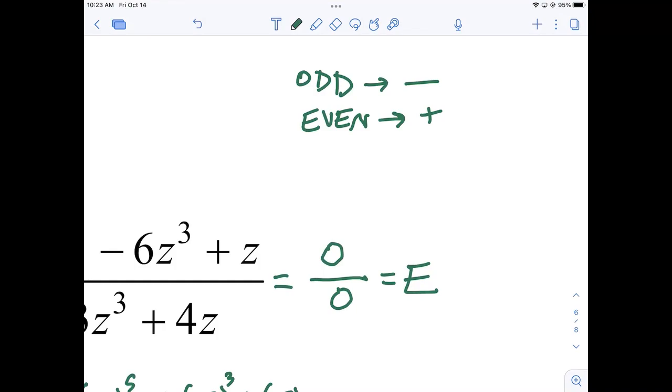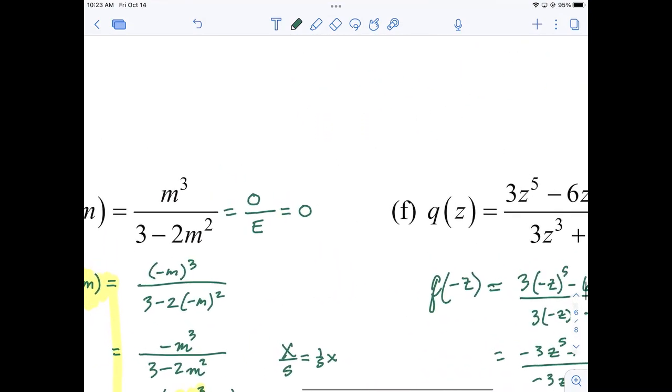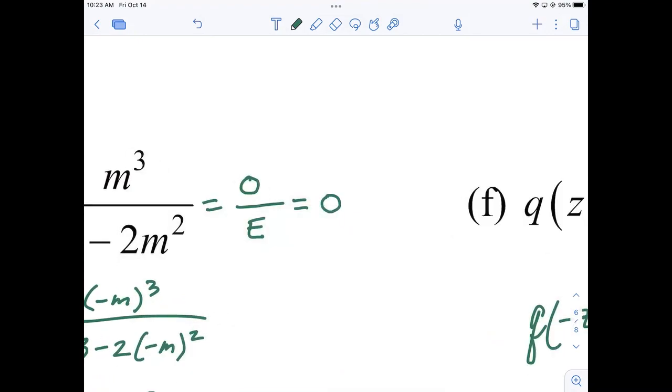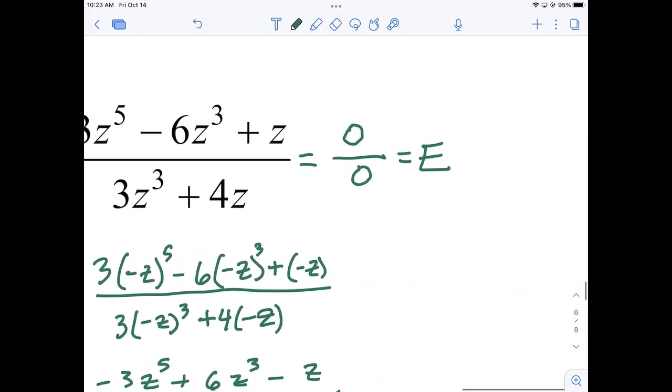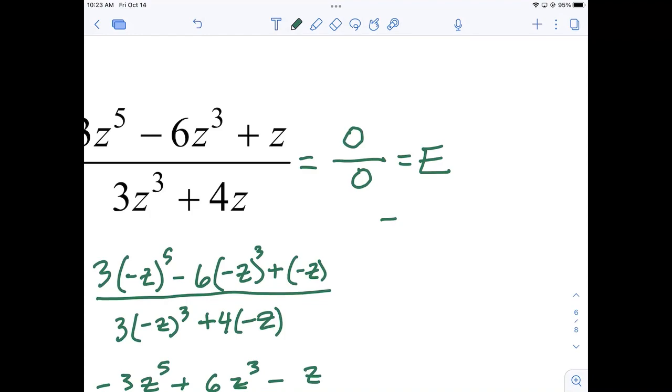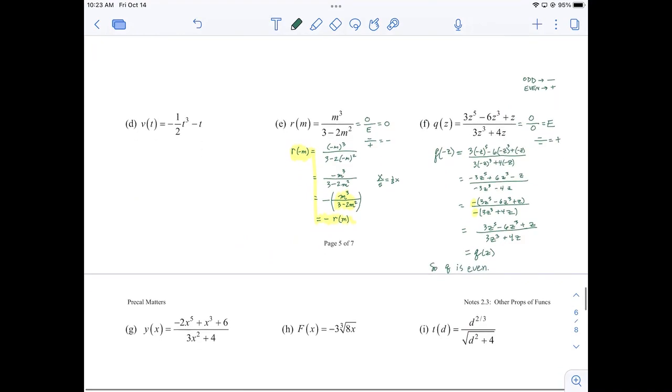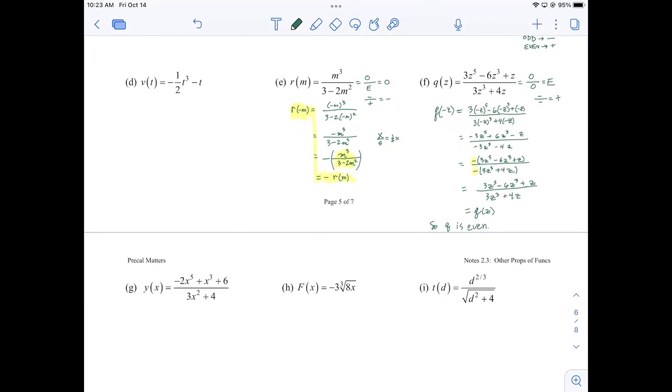So now we know an odd divided by an even is odd because a negative divided by a positive is negative, right? And odd divided by odd would be tantamount to negative divided by negative, which we know is what? Positive. Wow. We don't really need to work the rest of them.